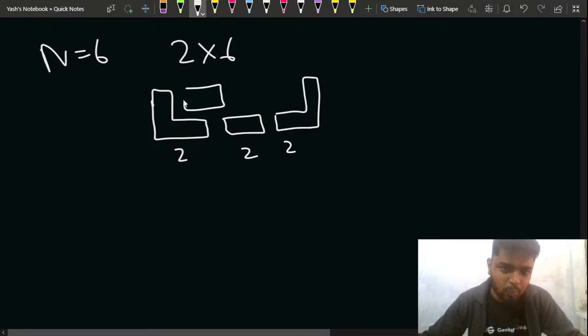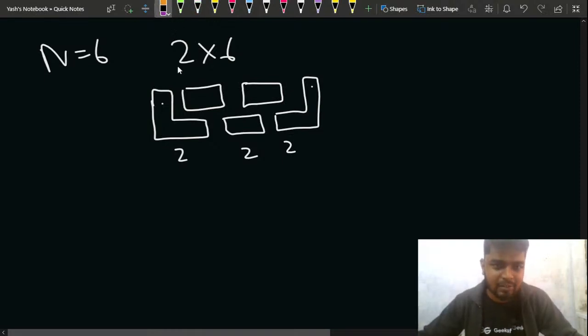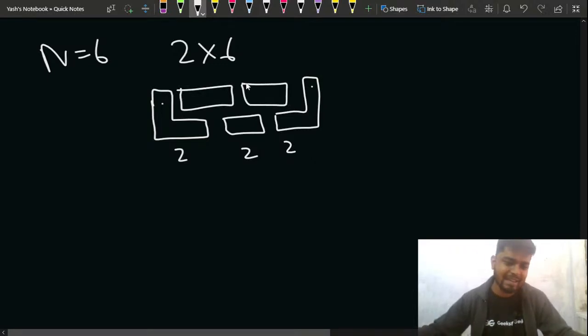After that, one is complete from here, one is complete from here, so I need 2 dominoes more. That will ultimately end up filling the shape. Let me not have any gap. Okay, this is what it will look like.